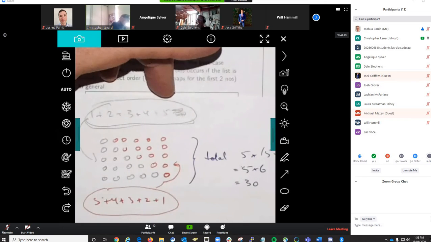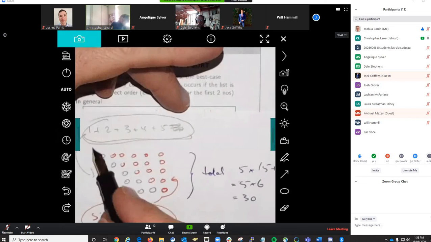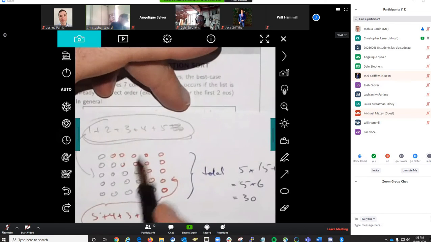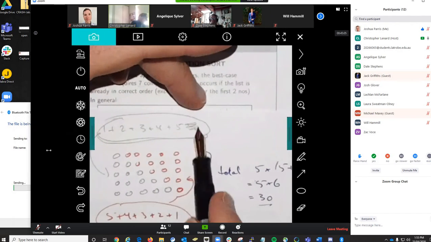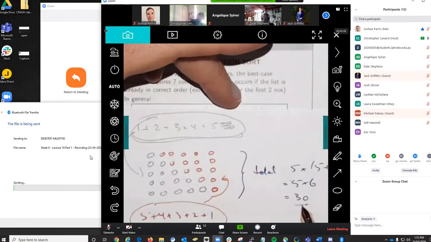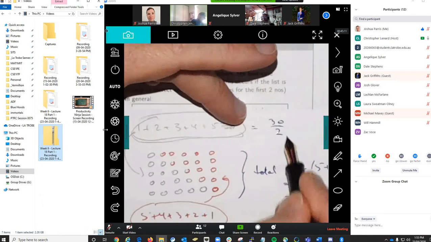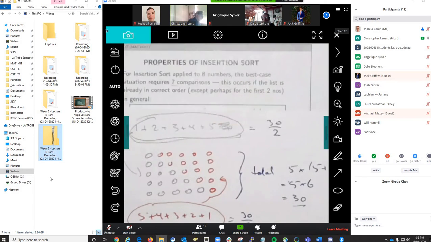So altogether, if I take 1 plus 2 plus 3 plus 4 plus 5, those grey ones, plus the 1 plus 2 plus 3 plus 4 plus 5 red ones, I get 30. So how many do I have just in this group? Well, I must have half of 30. So this is a half of 30, or that's also a half of 30.